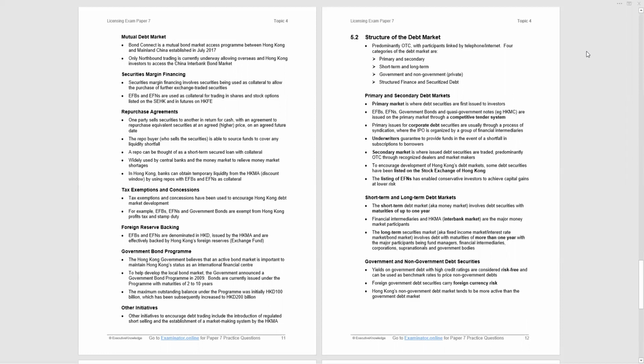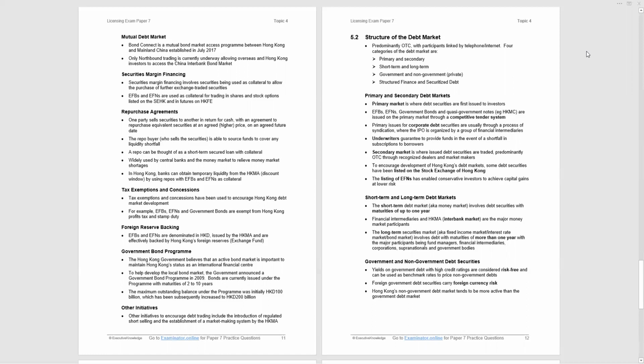In Hong Kong, banks can obtain temporary liquidity from the Hong Kong Monetary Authority through the discount window, and that term is examined, discount window, by using repos with exchange fund bills and notes as collateral. So the banks will sell the bills and notes to the Hong Kong Monetary Authority, who will provide the funds and then will buy them back the following day. Okay, the Hong Kong Monetary Authority is selling a repo by doing that, and that's sometimes quite confusing. So the Hong Kong Monetary Authority is selling, the banks are buying, and they enter into these repurchase agreements.